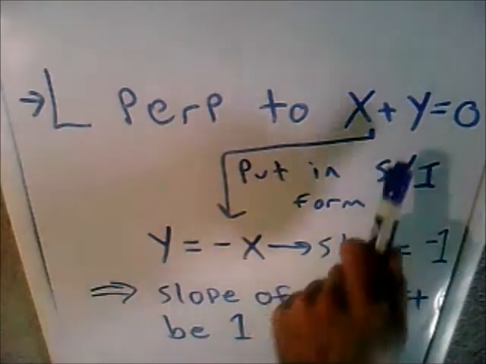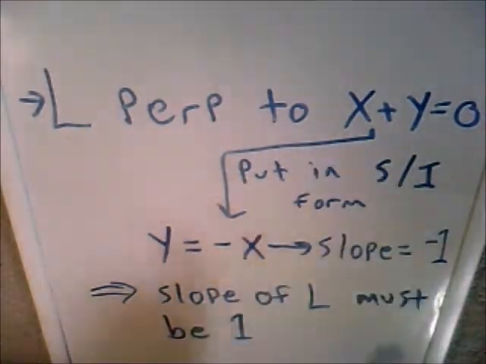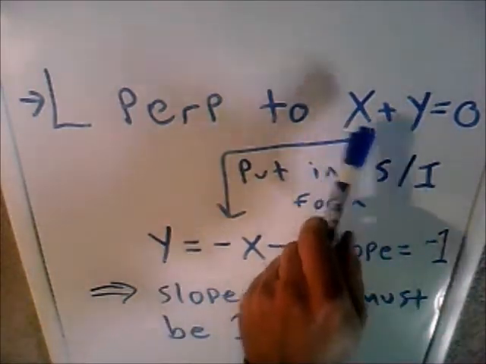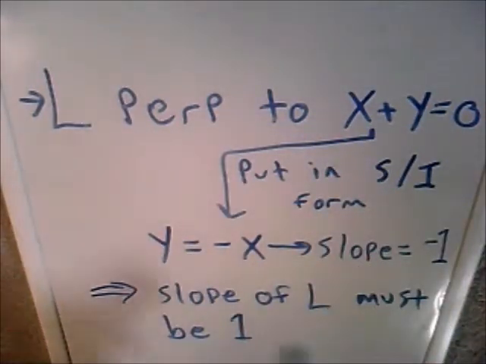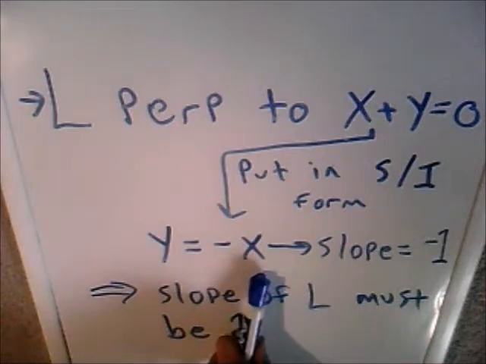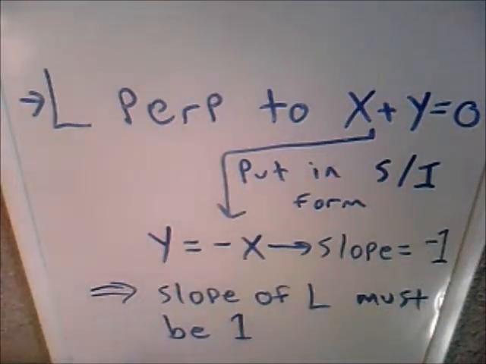But we need to put this line into the slope-intercept form first. So we do that by moving the x to the opposite side of the equation. So y equals negative x, which means that this line has a slope of negative 1. Knowing what we know about the slope of a perpendicular line, that means the slope of L must be 1, because 1 and negative 1 are negative reciprocals of one another.